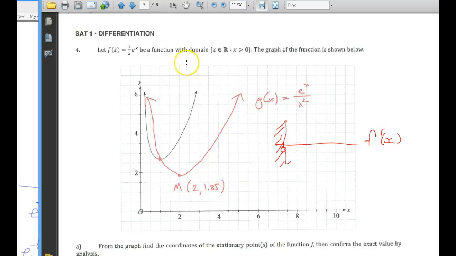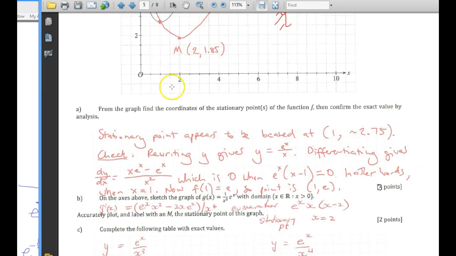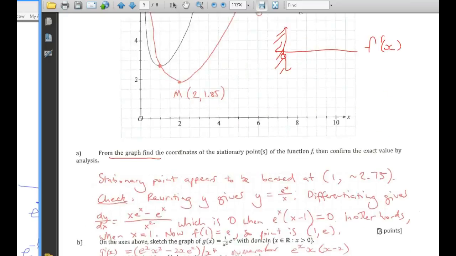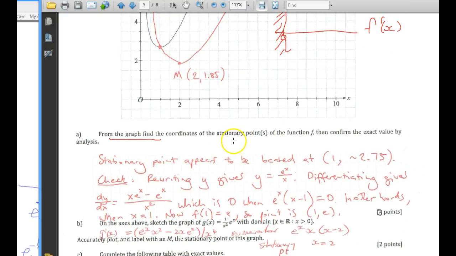All right, so we've fooled around with that. And now, we've got to find from the graph. Sometimes we bold those things to help students notice that you needed to write the coordinates of stationary points. Well, there is only one stationary point on the black graph, and it's at 1, and you look at the scale, it looks like 2 3/4. So a lot of people said 1 and approximately 2 3/4.